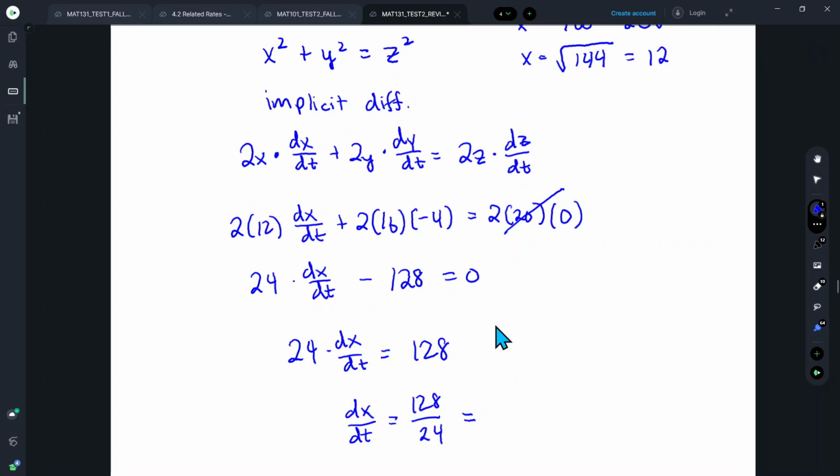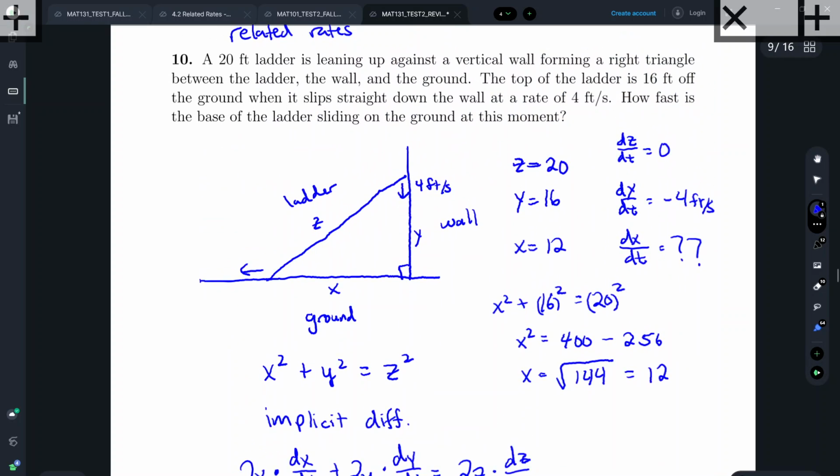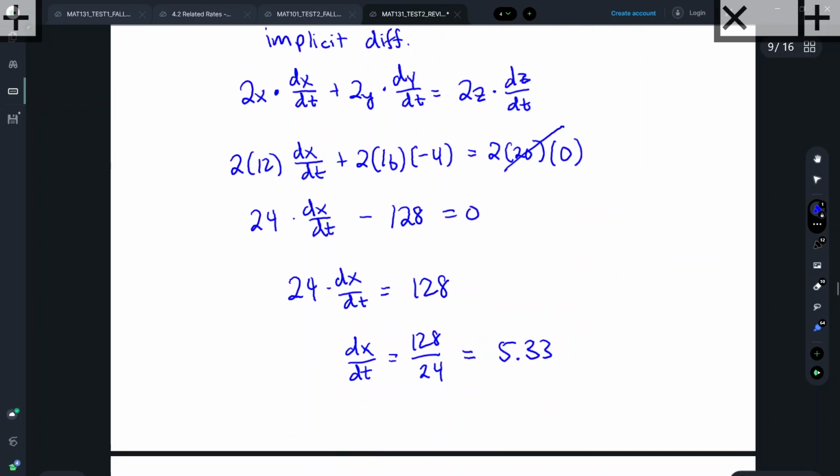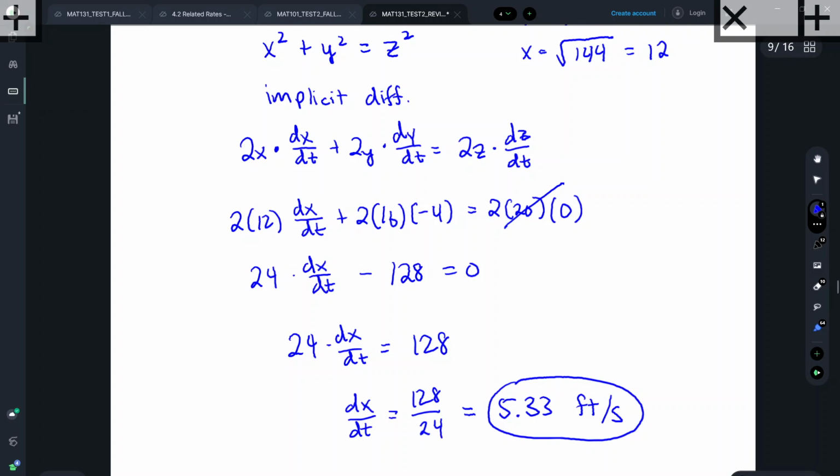So let's just calculate that. And it comes out to be 5.33. And the units are in feet per second. Okay, so that's problem 10.